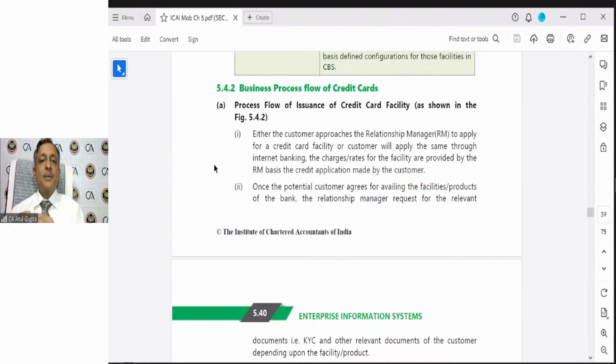So either the customer approaches the relationship manager to apply for a credit card facility, or the customer will apply through internet banking. You can add now the credit card issuing companies are also approaching customers. Please add here that the credit card issuing companies are also approaching customers, saying we want to give you a credit card.